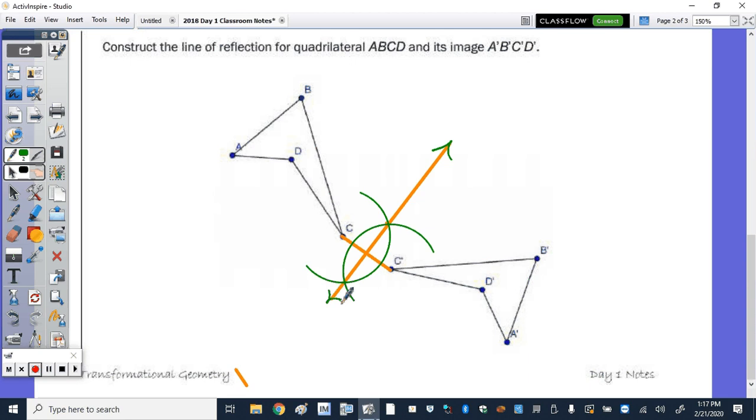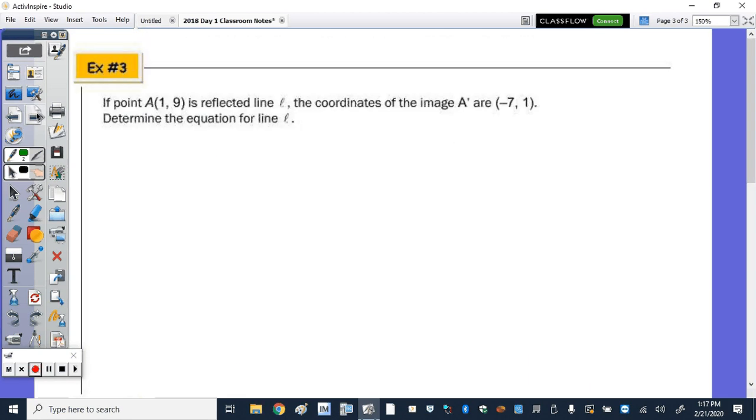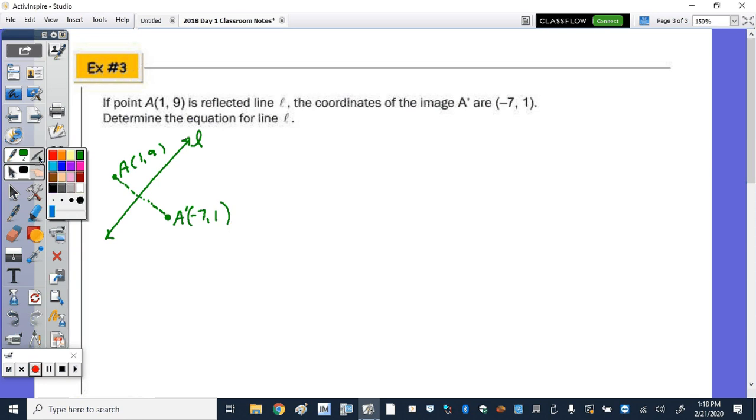All right, last two questions. Number three says point A, which has coordinates 1, 9, is reflected in line L. So I'm going to sketch a picture. So here's L. I'm going to say A is right here. It's reflected, so it'll be about here. Again, it doesn't have to be drawn to scale. And it says the coordinates of A prime are negative 7, 1. Determine the equation for line L.